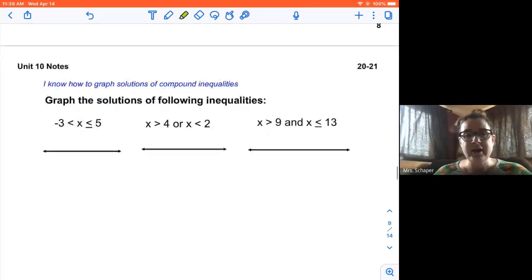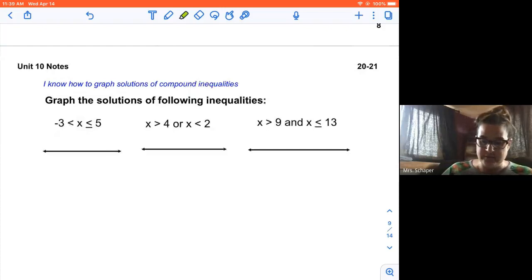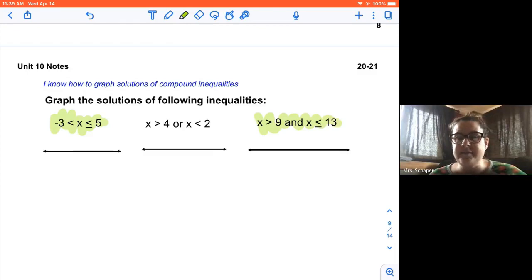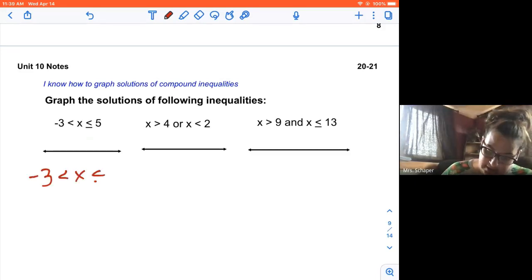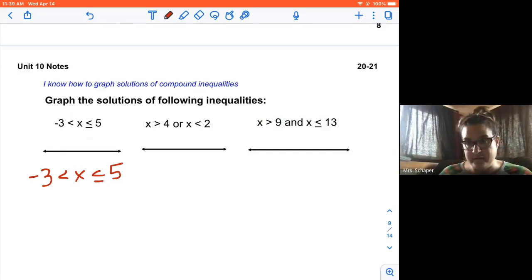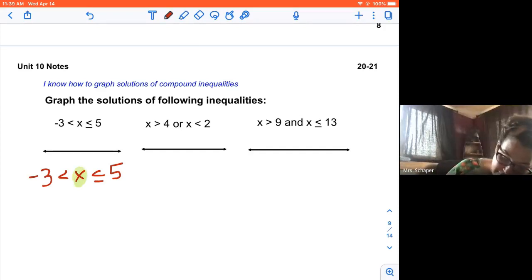All right, so when we take a look at these, we have three different ways that they're written out. This first statement and this last statement are the examples of and compound inequalities. The one in the middle is or. So let's walk through how to solve these out. Taking a look at that first one, we have -3 is less than x, which is less than or equal to 5. All right. So when we look at that, that's already solved because solution means that you need to have the x by itself. And so it is. So then my next step is to graph that out.